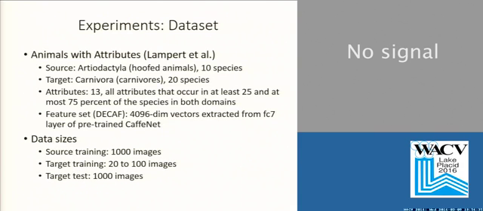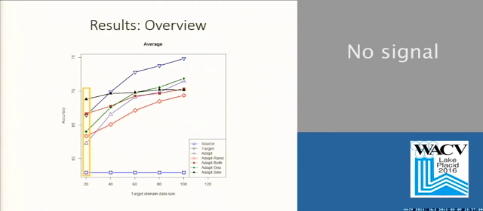We do experiments on the Animals with Attributes dataset, where we have hoofed animals as our source domain and carnivores as our target domain. So we take 13 attributes, and our features are from the FC7 layer of CaffeNet. We have 1,000 images from the source domain for training and only 20 to 100 from the target domain. And again, we train on the target domain. So this is an average result over all of our attributes.